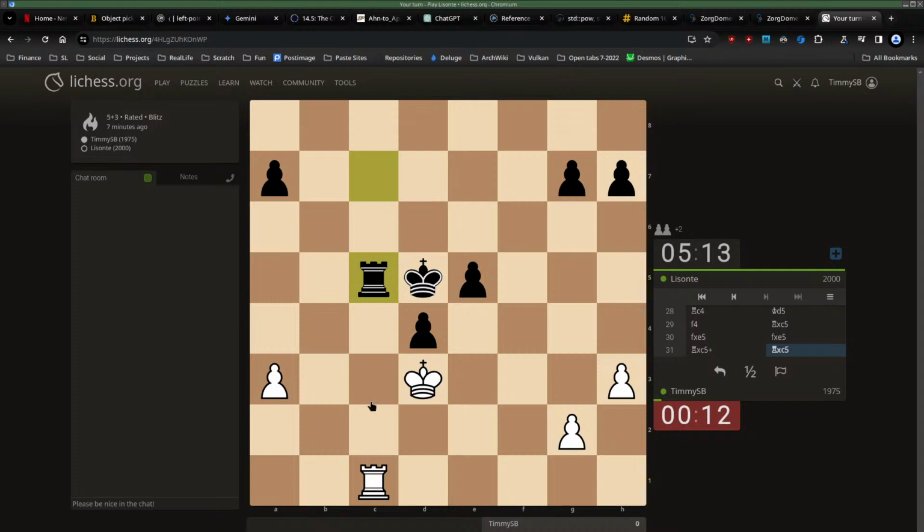If now I go away, get check and lose this pawn as well. Just 100% lost. 100% lost. All like that. Okay, I resign.